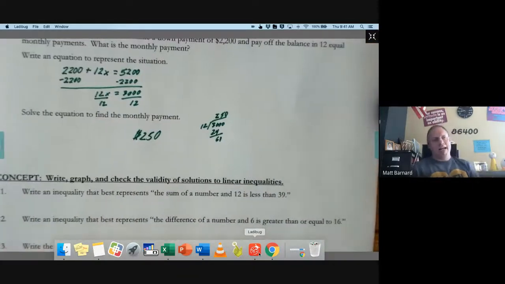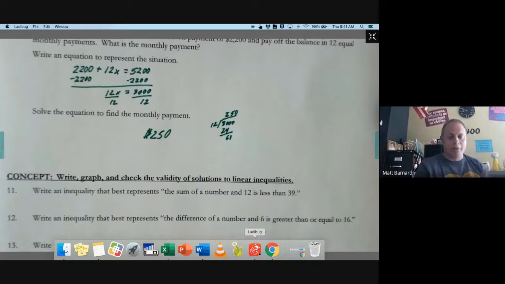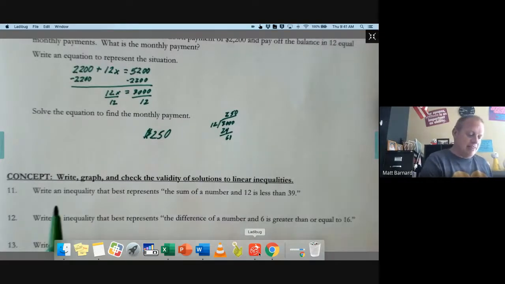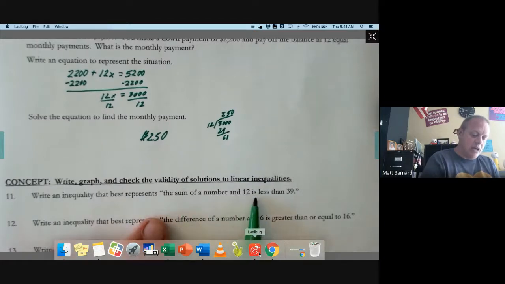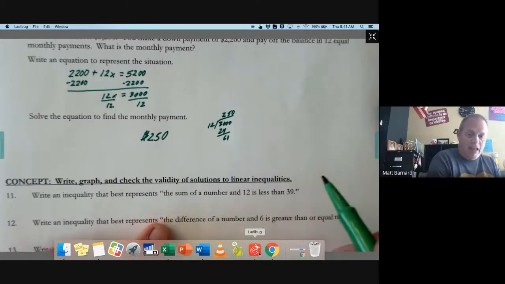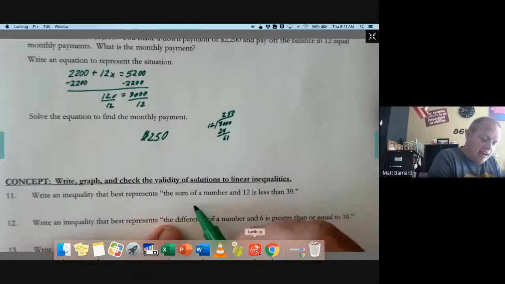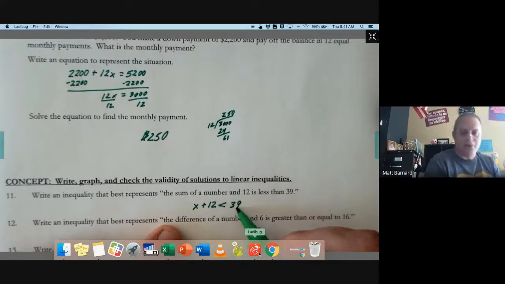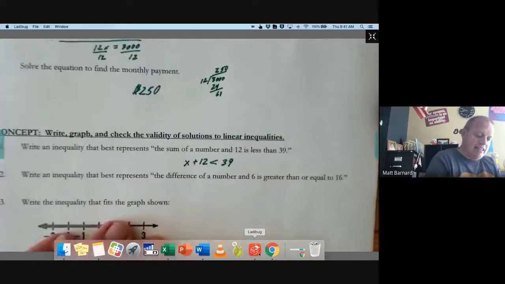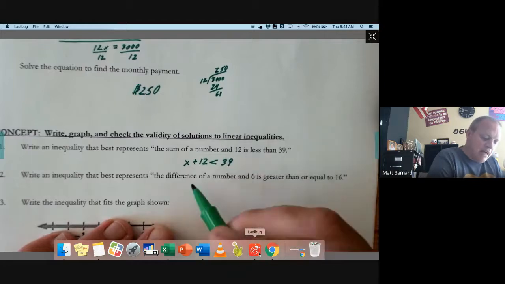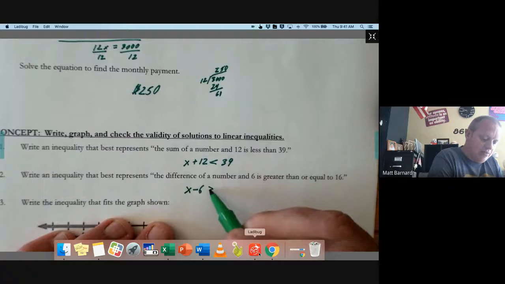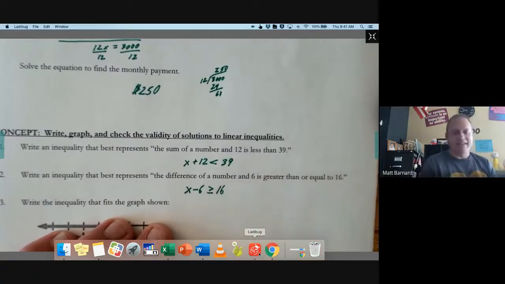Inequalities. Kind of similar to equations. However, with inequalities, we're dealing with less than and greater than signs. So 11, the sum of a number and 12 is less than 39. Sum means add. And so we're going to take x plus 12. That's less than 39. We're all done. The difference of a number and 6, difference means subtract. So x minus 6, greater than or equal to 16.